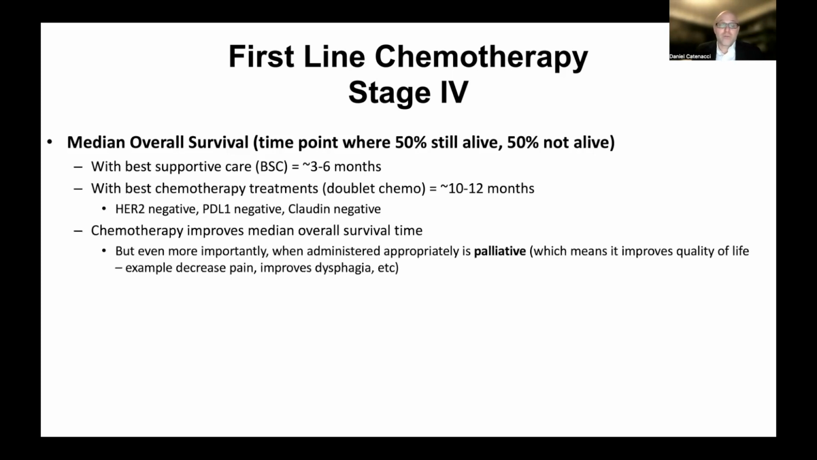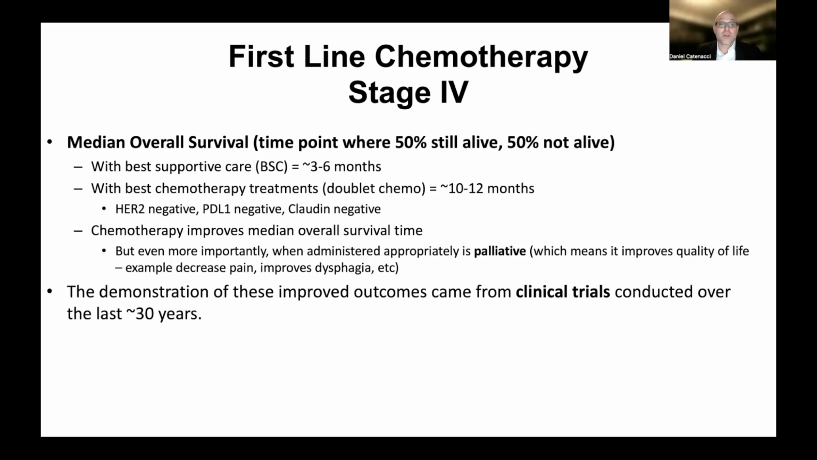And we know from clinical trials that chemotherapy improves the median survival, as you can see, from around 3 to 6 months median to around 10 to 12 months median. But even more importantly, we've learned that when administered appropriately, it is palliative, meaning it improves the quality of life of patients by, for example, decreasing pain symptoms from the cancer, improving dysphagia, the problems with swallowing, etc. And again, we've learned all of this through clinical trials and their results that have been conducted over the last decades.